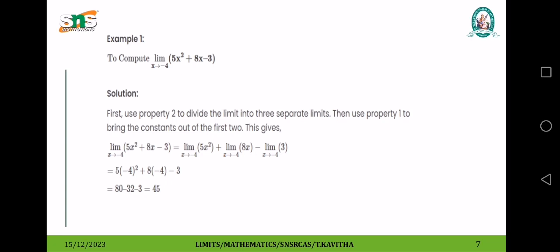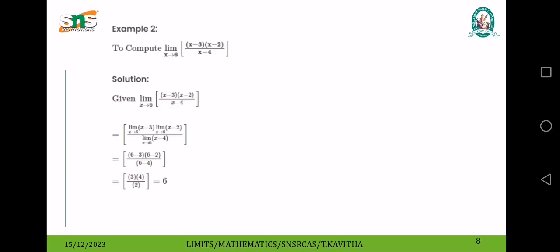We substitute the value of x as minus 4, then we get 5 into minus 4 whole square plus 8 into minus 4 minus 3. Minus 4 square is equal to 16, 16 into 5 is 80, 8 into minus 4 is minus 32, and minus 3, we got 45.